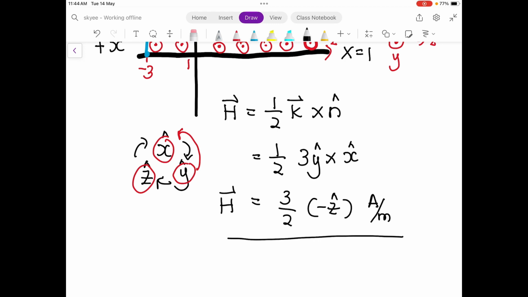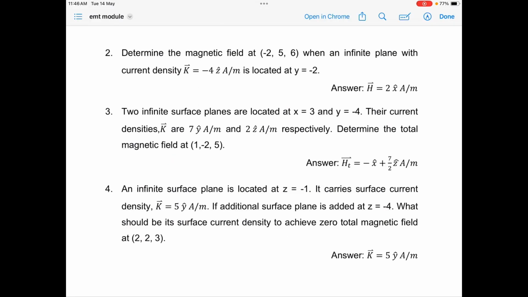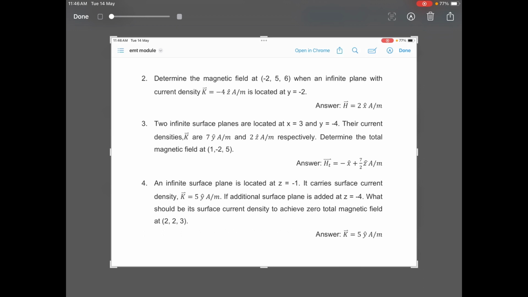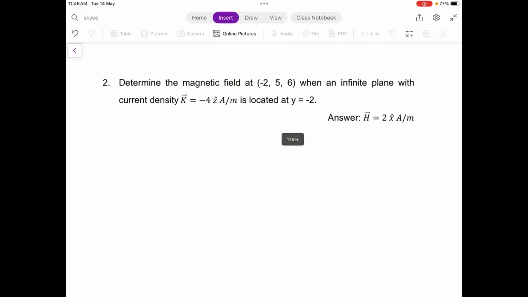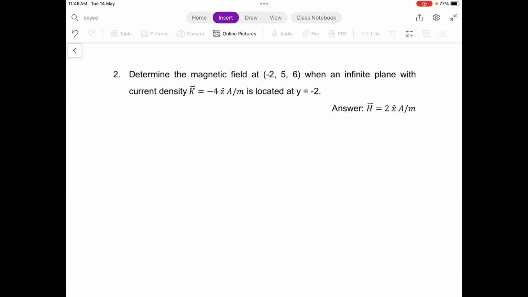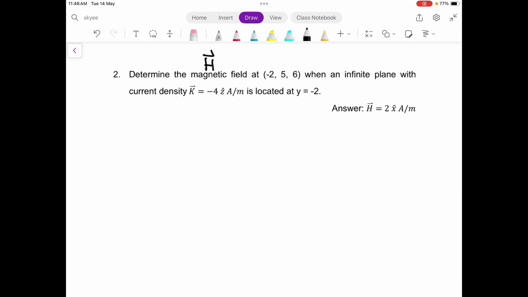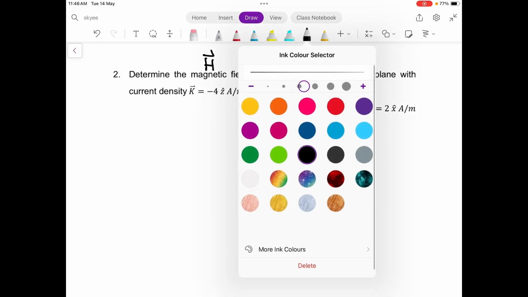Now we look at question number 2, of the same exercise. You have to find the magnetic field again, at the position (-2, 5, 6), when an infinite plane with the current density -4z is located at the position y equals -2.